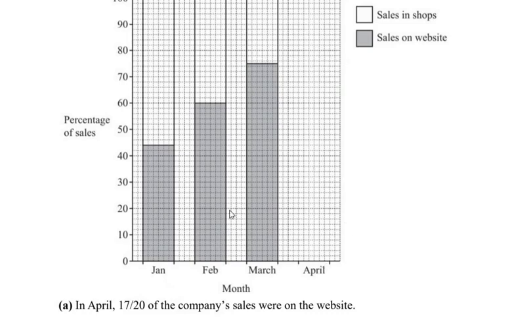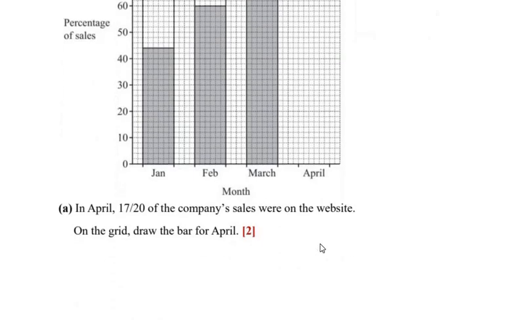So first of all, let us find out the percentage of the number of items sold in the month of April, and for that, we are going to multiply this fraction by 100. So sales on website is equal to 17 items sold out of a total of 20 items times 100. Since the y-axis is given as a percentage, we multiply this fraction by 100. Now here 20 times 5 is 100. So 17 times 5 gives us 85%. So 85% of the total sales in the month of April were done on the website.